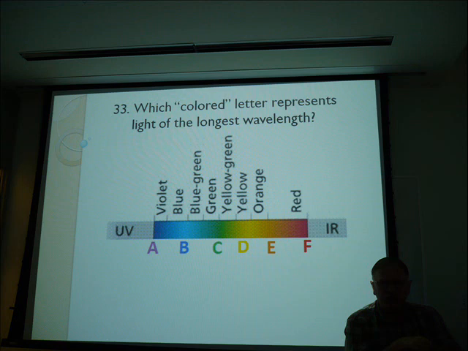What's your longest wavelength? The A side or F side? F is long wavelength. That's the long ones. You see how far red is from the rest of them? They're real long. There's a lot of red in the world. That's why bulls charge at it. It is so apparent in the environment.